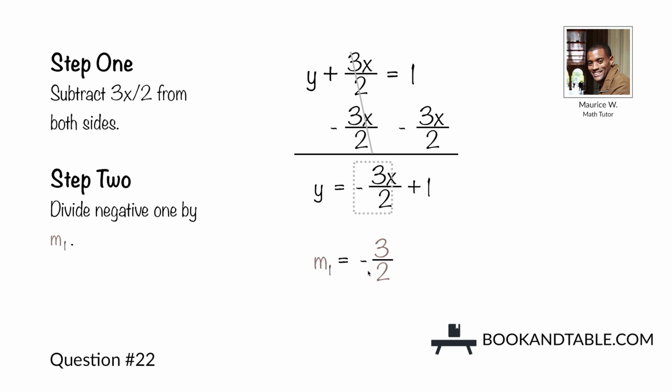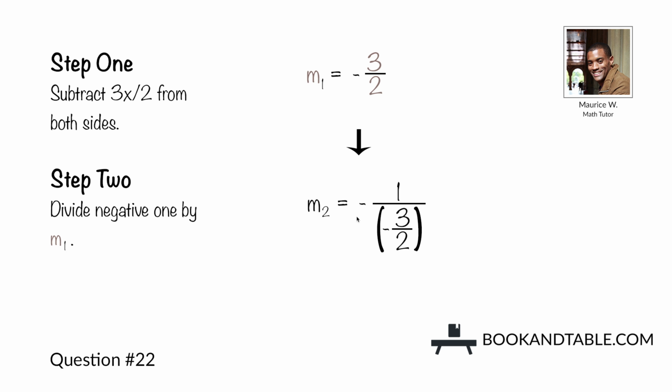So we'll divide negative 1 by negative 3/2. Negative 1 divided by negative 3/2 is the same as multiplying negative 1 times negative 2/3, the reciprocal. You can multiply the numerator by the reciprocal of the denominator. Negative 1 times negative 2/3 will give you positive 2/3. So this is the slope of the perpendicular line that we are looking for.